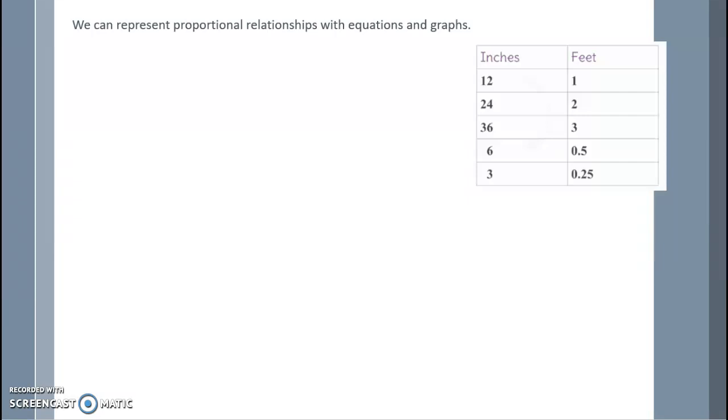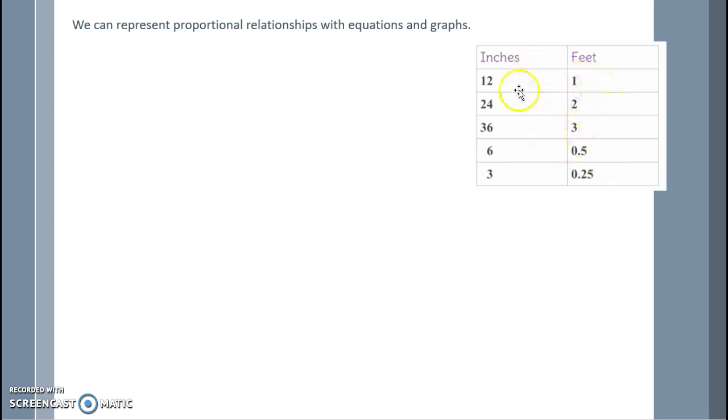We can represent proportional relationships with equations and graphs. So let's take a look at our chart here. We're comparing inches and feet, something we're very familiar with. So if I wanted to take 12 inches and divide it in half, I would get 6 inches, and we know that that's a half a foot.